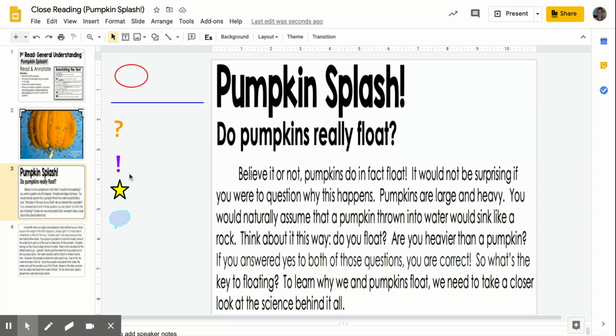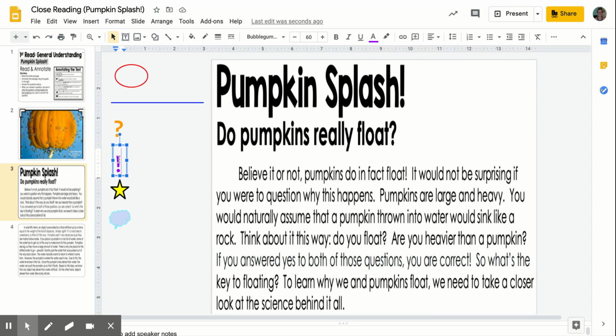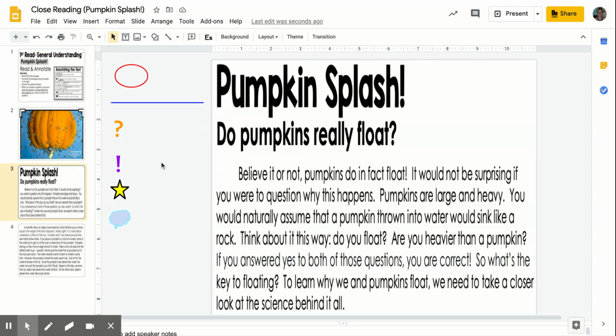So readers, I did not know that. I'm going to take this exclamation mark and I'm going to put one right by that sentence because I didn't know pumpkins floated.